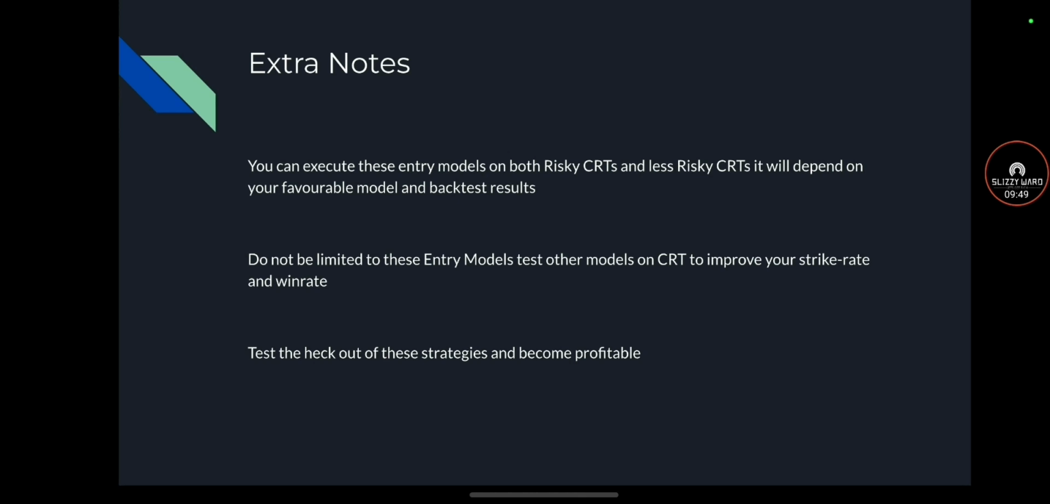Another extra note I forgot to add is these entry models work in all market classes, in all markets, crypto, indices, synthetic indices, Forex, all markets, these entry models work in them. So you can use them in all markets if you want.